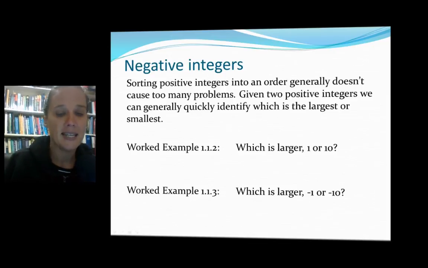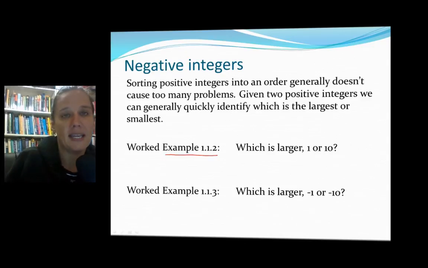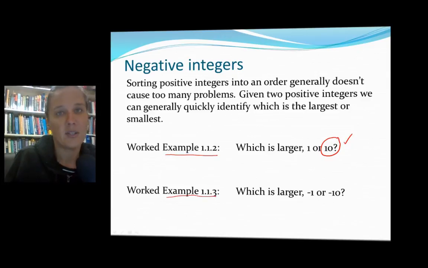Next, we're looking at negative integers. Sorting positive integers into an order generally doesn't cause too many problems. So here, if we look at work example 1.1.2, which is larger, 1 or 10? So most of you should have chosen 10. This is right, this one is definitely larger. But if we look at work example 1.1.3, which is larger, -1 or -10? This one's a little bit more complicated to think about.